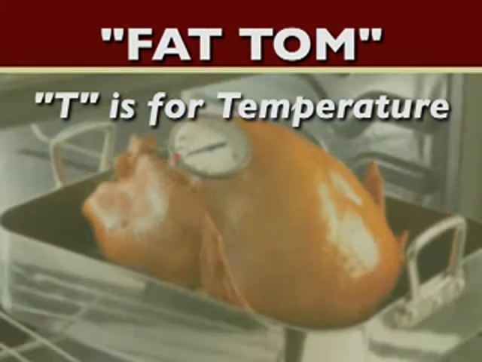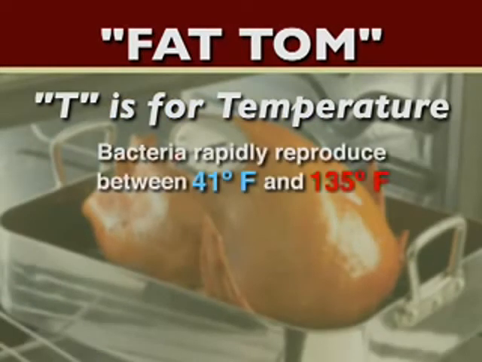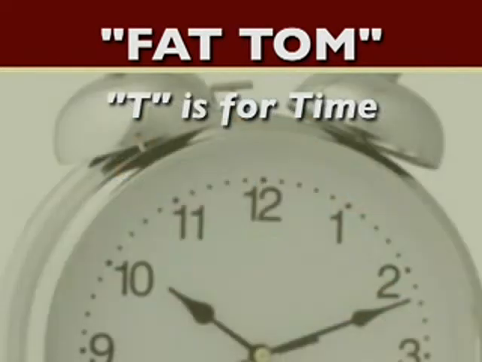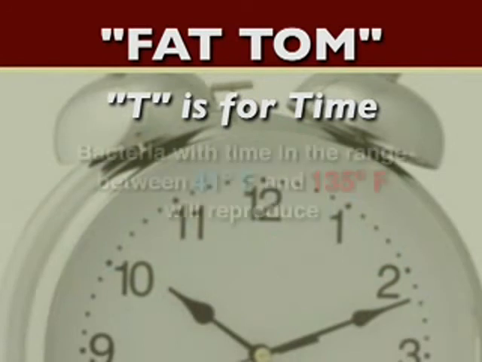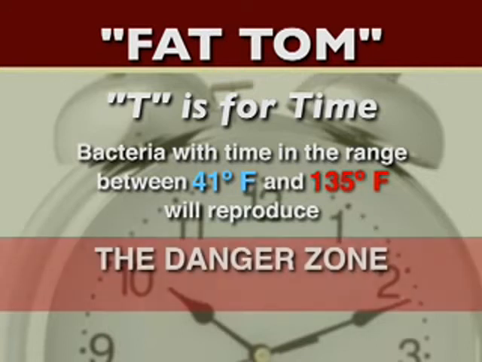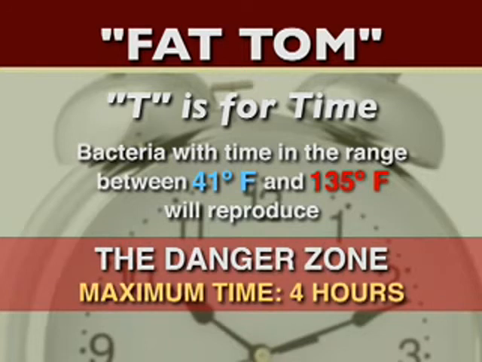The first T stands for temperature. Between 41 and 135 degrees, bacteria begin to rapidly reproduce. This is known as the danger zone. That's why it's so important to ensure that certain foods stay out of this temperature zone. The second T in FAT-TOM stands for time. If bacteria are given enough time in the temperature range between 41 and 135 degrees, then these organisms will start rapidly reproducing. The maximum amount of time that certain foods can spend in the danger zone is 4 hours. Time and temperature are very important in food safety to prevent rapid bacterial growth.